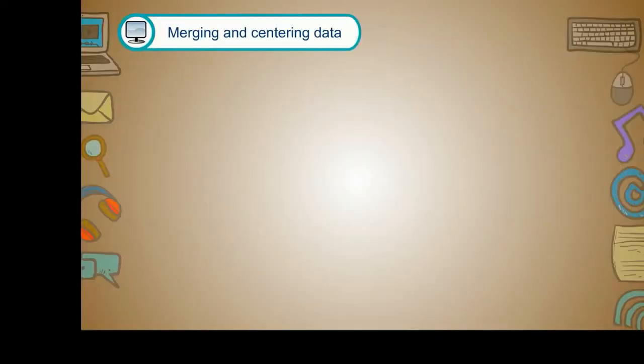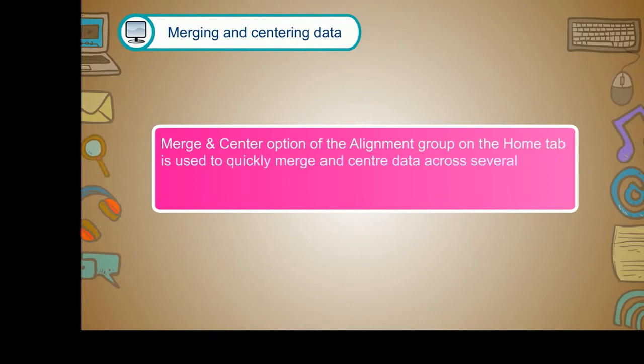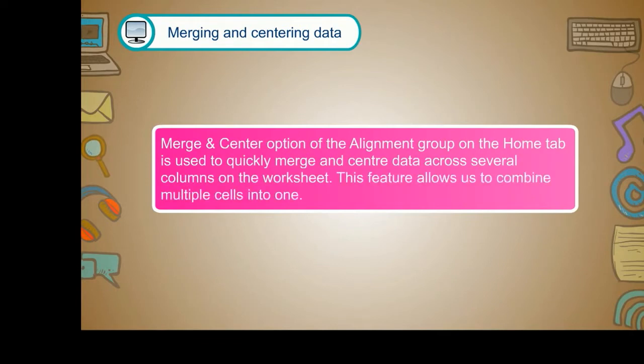Merging and centering data. Merge and center option of the Alignment group on the Home tab is used to quickly merge and center data across several columns on the worksheet. This feature allows us to combine multiple cells into one. It also center aligns the text.